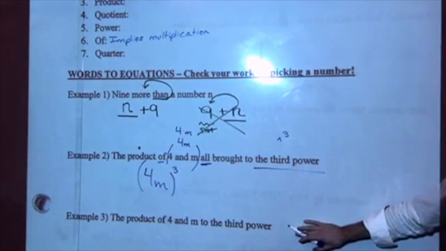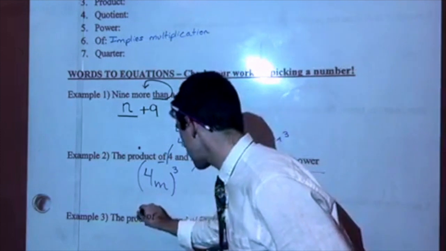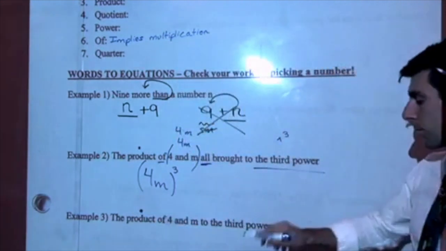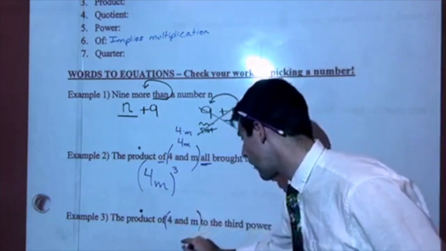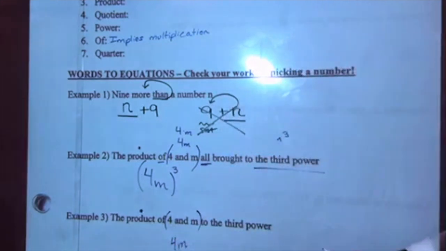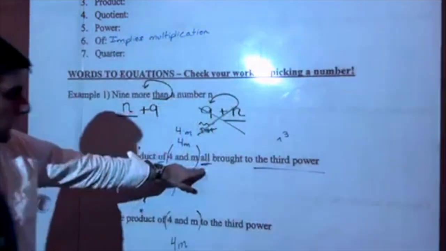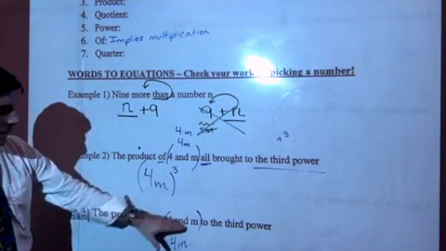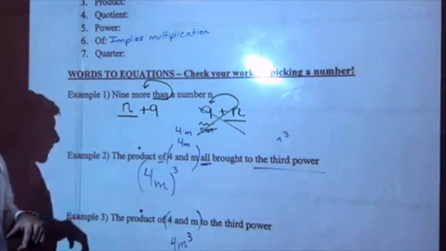Example 3 looks really similar. It's saying the product of, so again, I read product. I'll put a dot to remind myself I'm going to multiply. The product of 4 and m. So I'm still multiplying 4 and m. That gives us 4m. And now to the third power. Because it doesn't say I have to take all of that to the third power, I'm going to have 4 times m, and now just that last part to the third power.